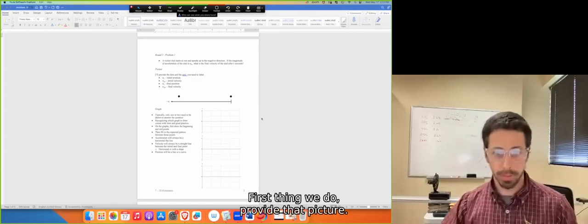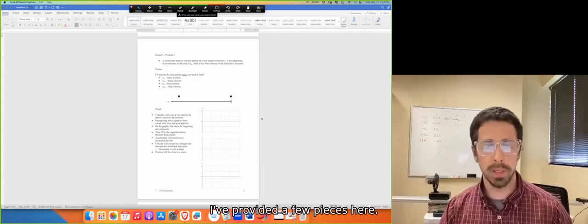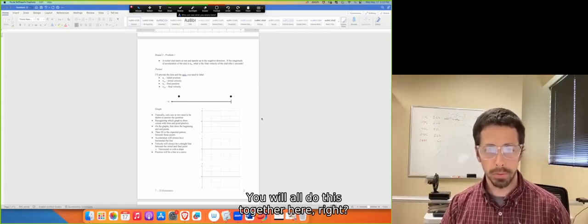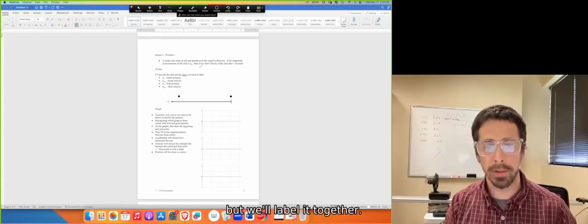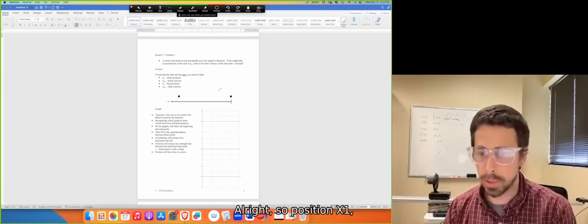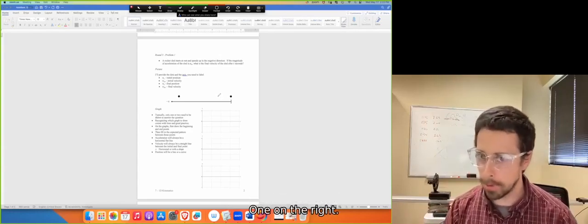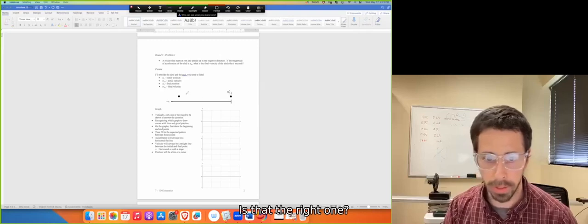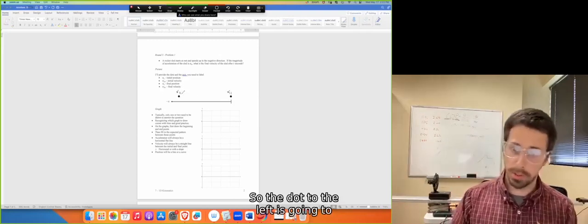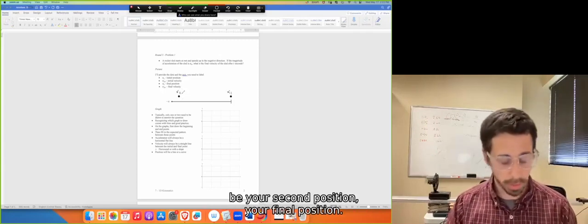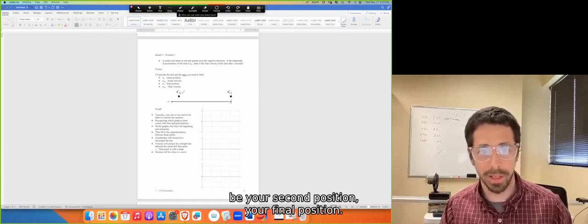Okay, picture. First thing we do, provide that picture. I've provided a few pieces here. You need to label these, but we'll label it together. Position x1: which of these is going to be x1, the one on the left or the one on the right? The one on the right. Why? Because I'm moving in the negative direction, which means moving left. So the dot to the left is going to be your second position, your final position.